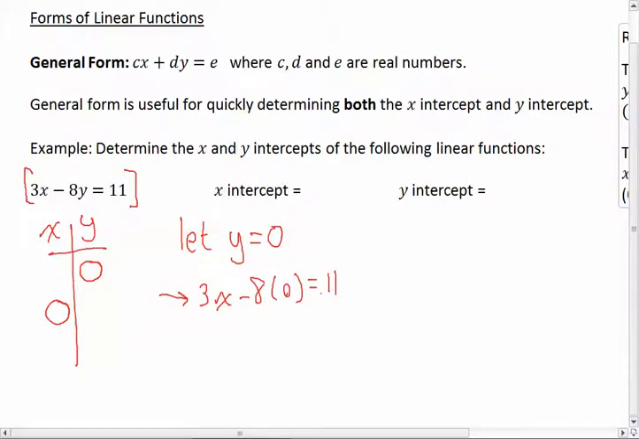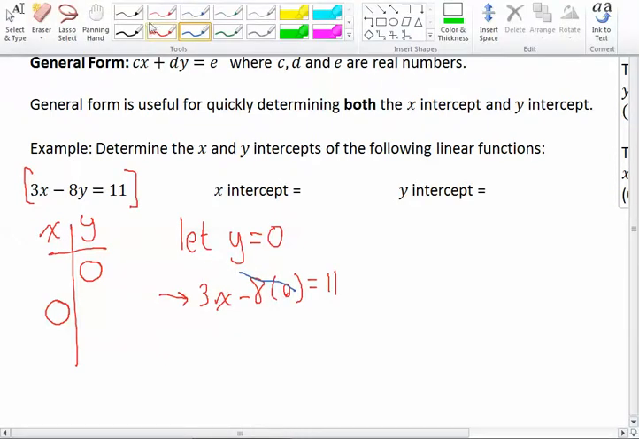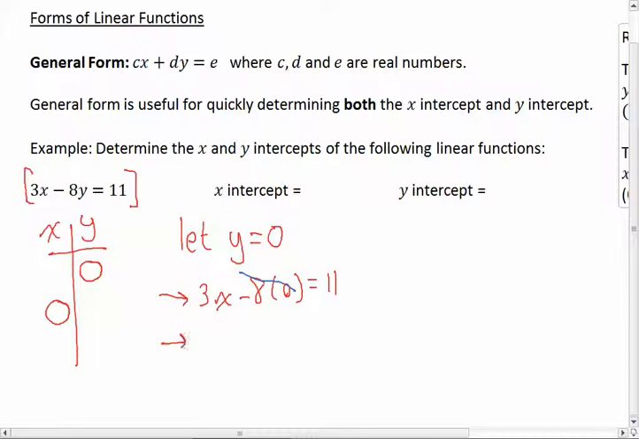Okay, so now I can simplify this. Anything times 0 is 0, and subtracting 0 causes no change. So I'm going to be left with simply 3x is equal to 11. So now what do I have to do to find out what 1x is? Divide both sides by 3?